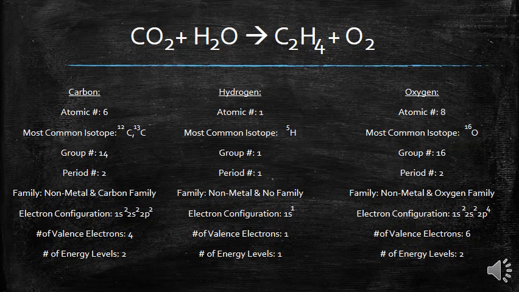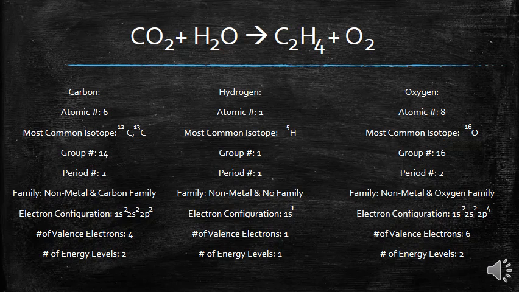Hydrogen has an atomic number of 1. Its most common isotope is 5. It's part of group 1 and period 1. It's part of the non-metal and it does not have a family. Its electron configuration is 1s1. It has 1 valence electron and 1 energy level.